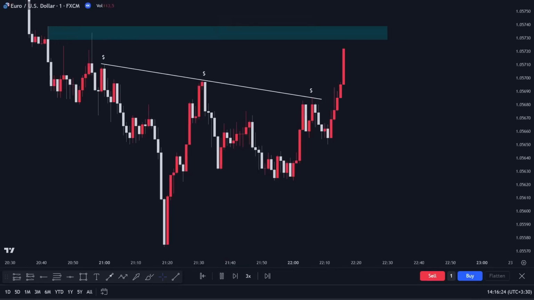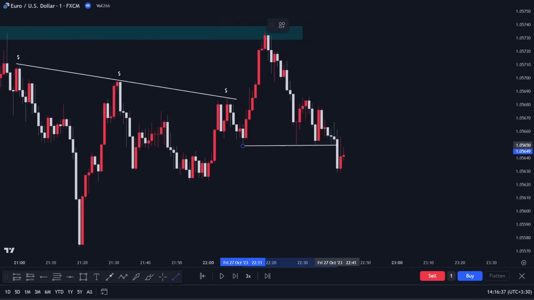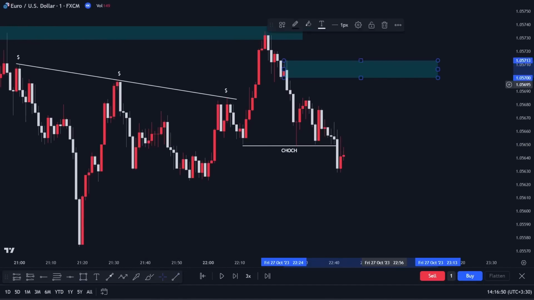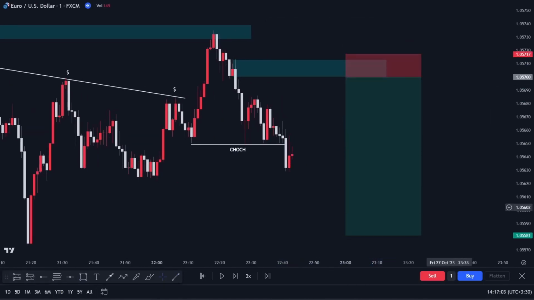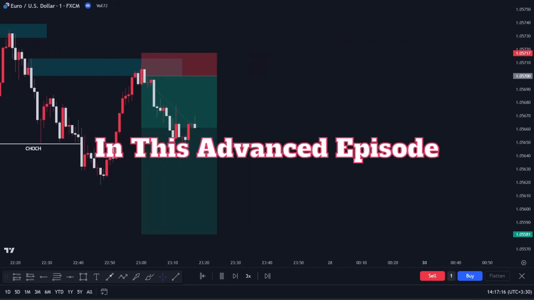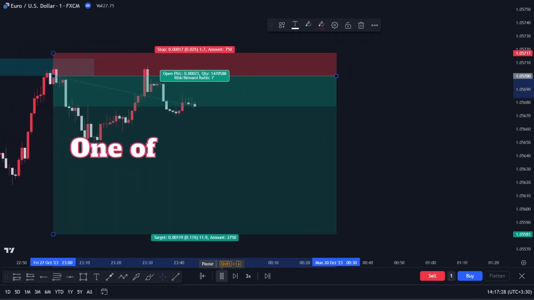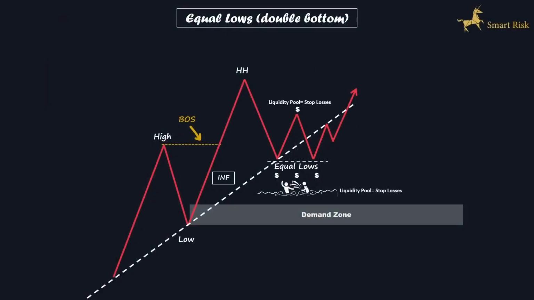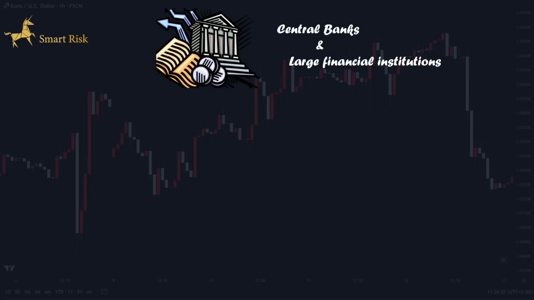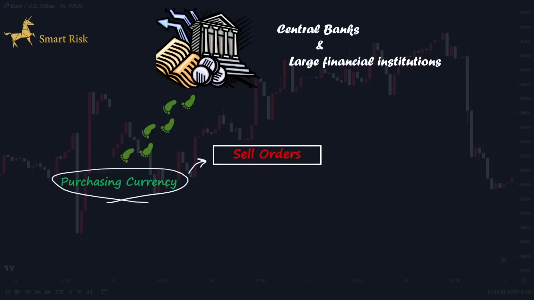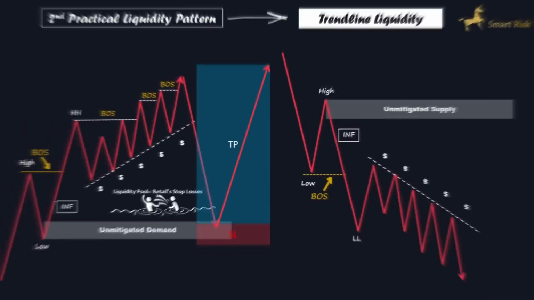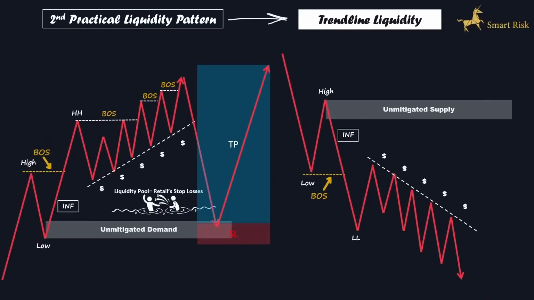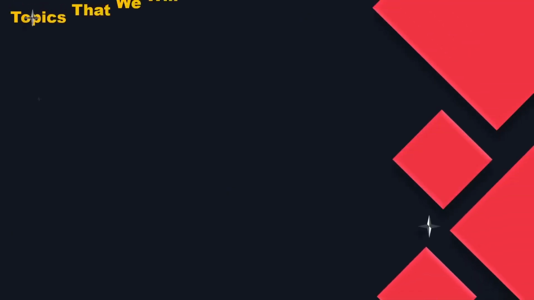Do you know what separates the pros from the amateurs in trading? It's the ability to read and understand the language of the market, and that's exactly what we're covering today. In this advanced episode, we're diving deep into one of the essential concepts in trading, liquidity. We'll also uncover the psychology behind the smart money and reveal the tactics that large financial institutions use to manipulate the market, deceive traders, and set traps. Moreover, we'll unveil practical liquidity patterns that frequently form in the market, patterns that every trader must identify to stay one step ahead of the market.